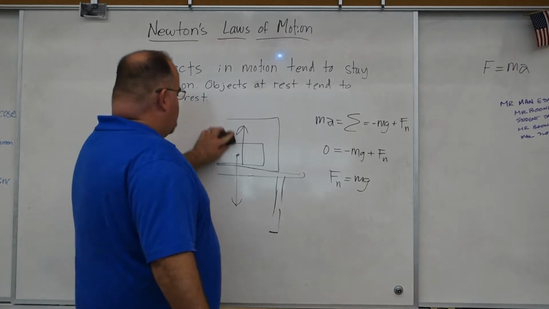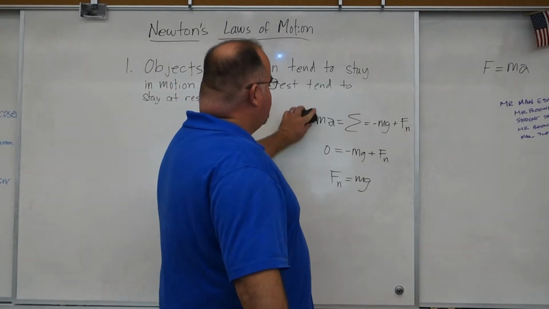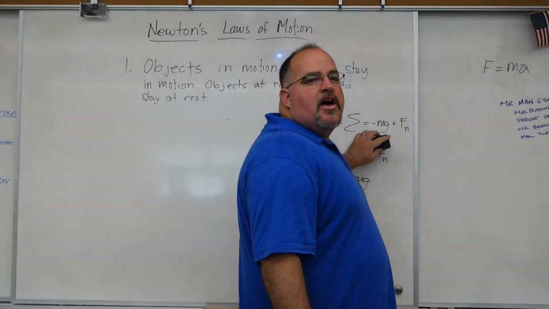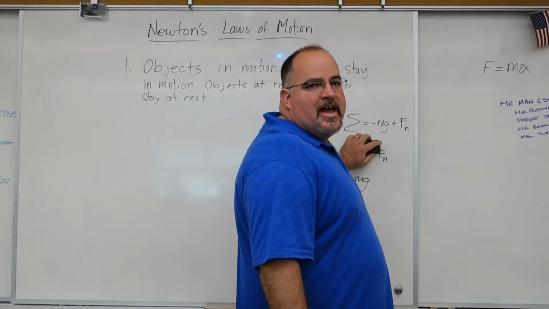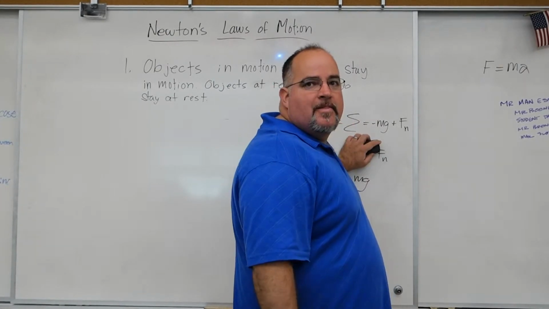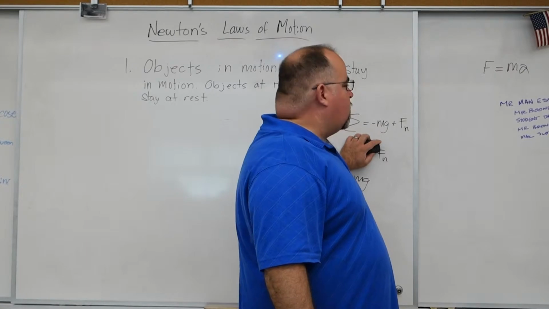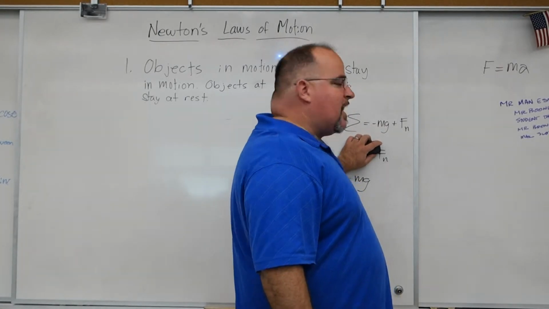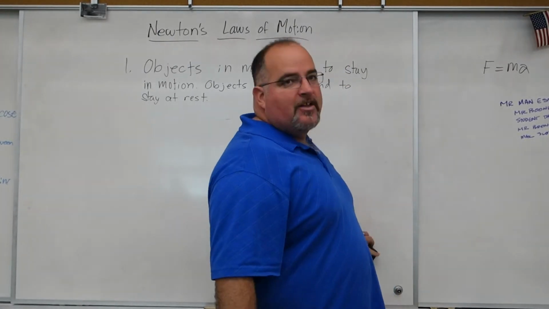Now I'm going to do a couple more straightforward examples, and I'm going to end with a hellacious example. Yeah. What was the Fn on this one? The normal force. That's the force the table is pushing back on the book.